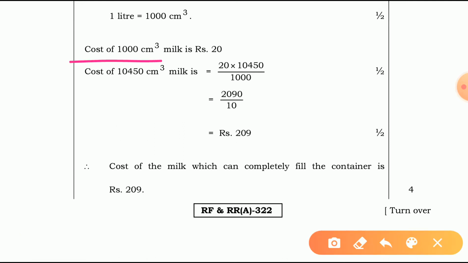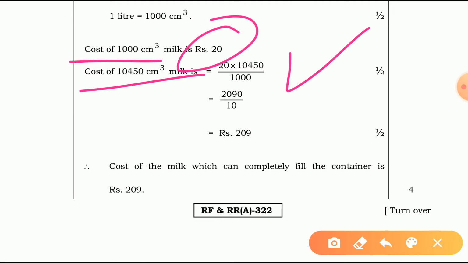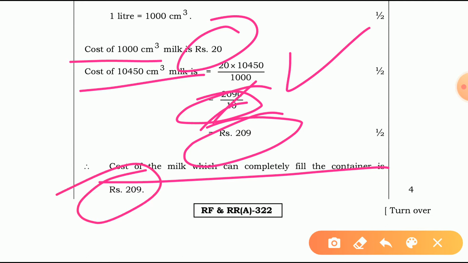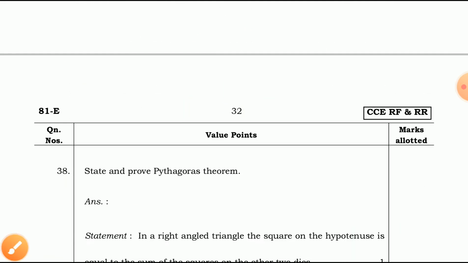Cost of 1000 cm cube is equal to 20 rupees. But what about 10,450 cm cube of milk? It is equal to 20 times 10,450 by 1000. After simplification we get this result. Here the 10 and 10 get cancelled, we get Rs 209. Therefore the cost of the milk which can completely fill the container is Rs 209. Okay, move on to the next question.